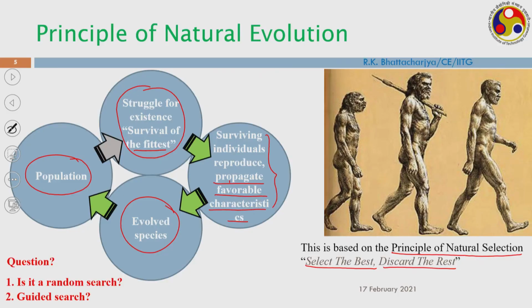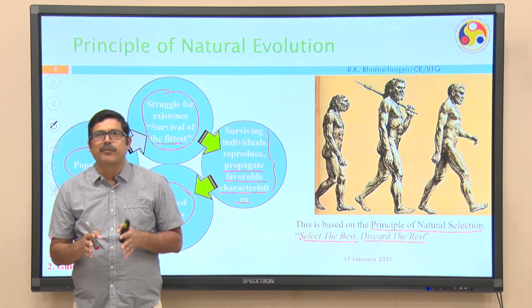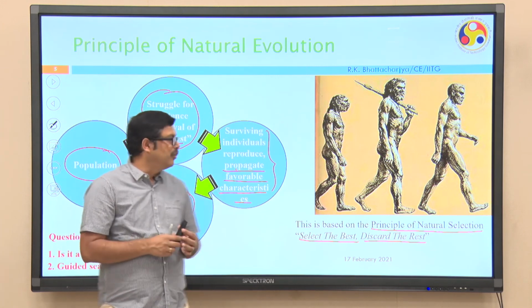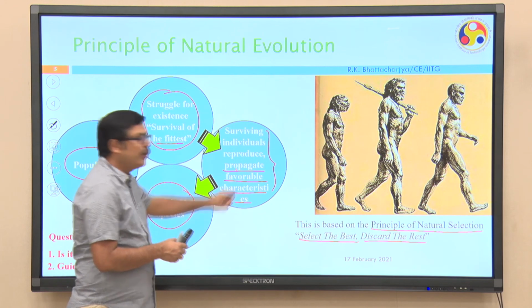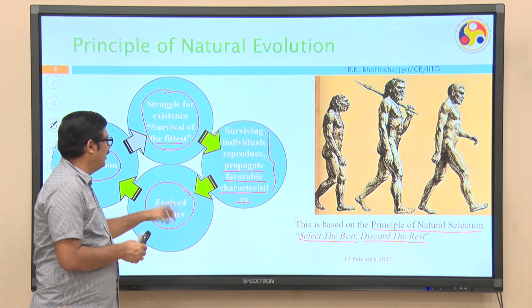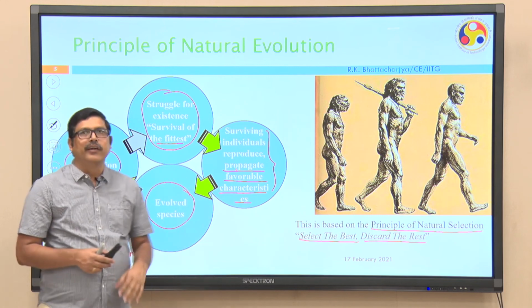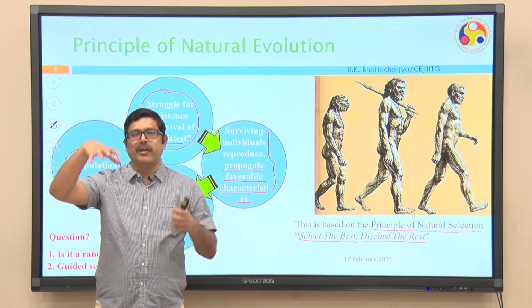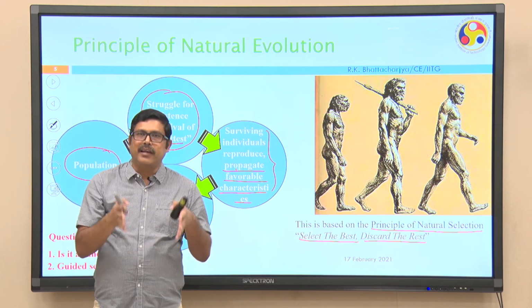So, now the basic question is, whatever is happening, I can say this is a search process. Every time you are getting a new solution. Okay. So, how are you getting a new solution? Because they reproduce and propagate the favorable characteristics, and due to that you are getting a new solution, and probably you are reaching some optimal solution, and they are basically in existence.